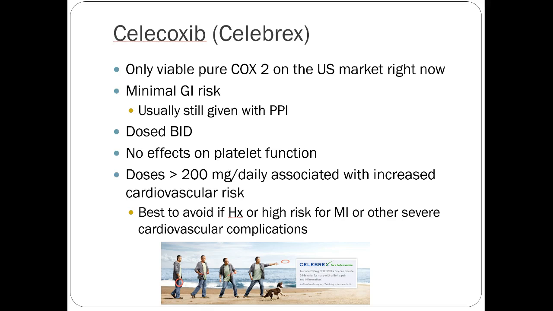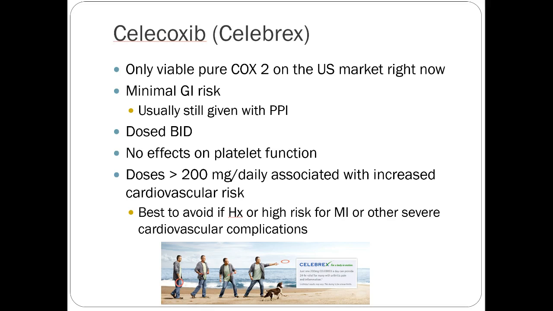And then finally, celecoxib or Celebrex, the only viable pure COX-2 on the market right now. And we talked about limited GI bleeding risk. If you give an NSAID to somebody and somebody's on round-the-clock NSAID therapies, we're always going to give them some sort of stomach acid suppression regimen. That's usually a proton pump inhibitor like Prilosec or Nexium.